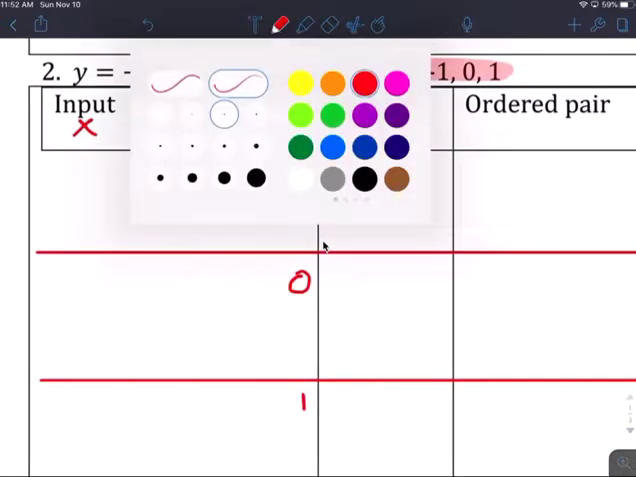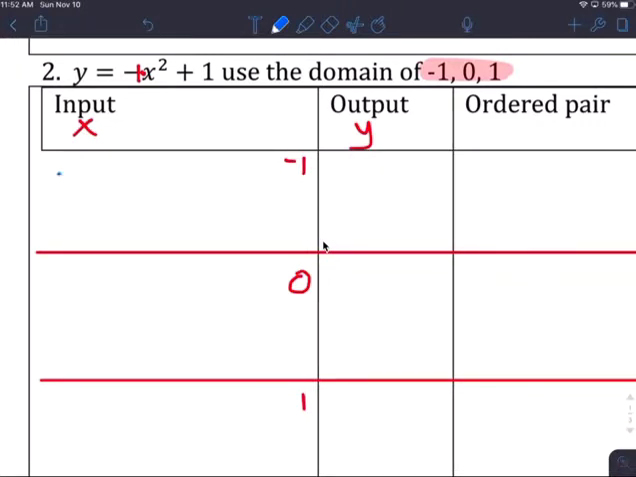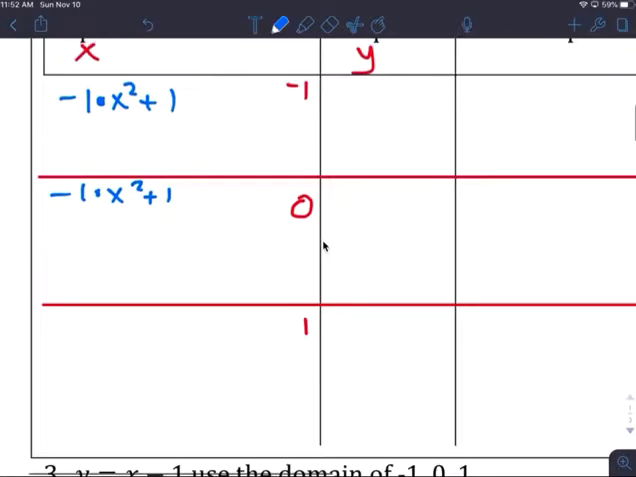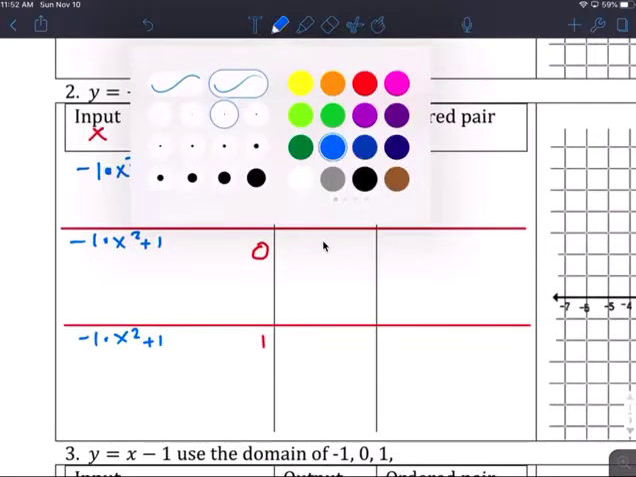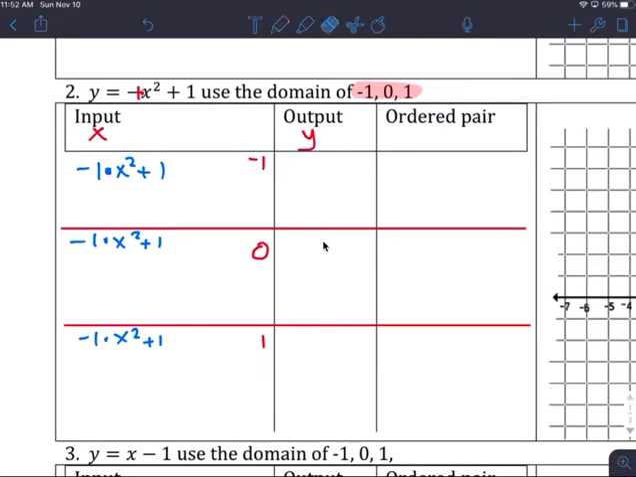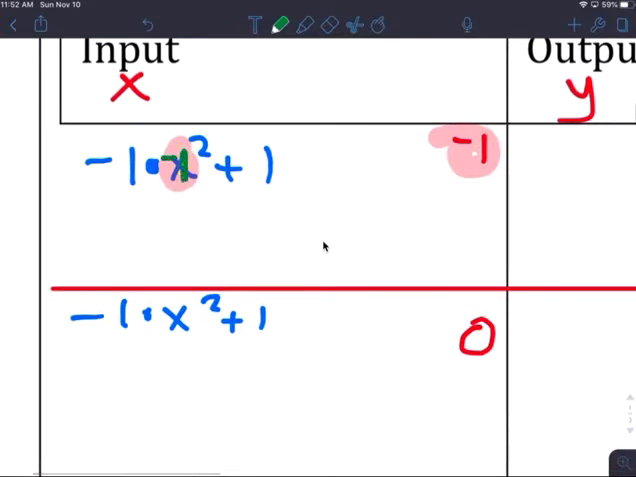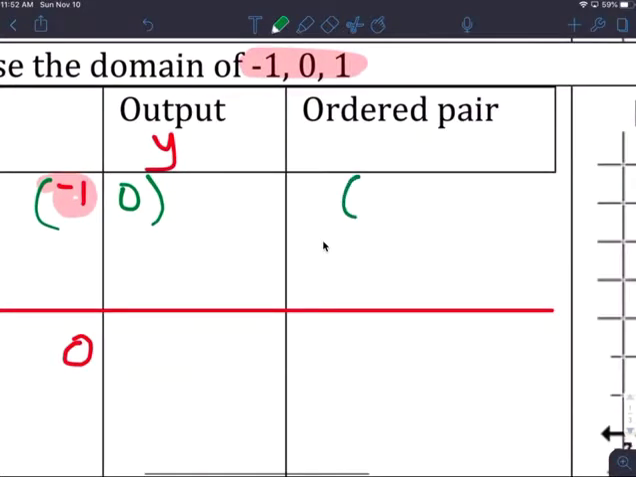First number is -1 times x squared plus 1. So -1 times x squared plus 1. And, okay, so the first one you put -1 under where x is. So put -1 there. -1 squared is -1 times -1, which is 1, times the -1 is -1, plus 1 is a 0. So your ordered pair here is -1, 0.